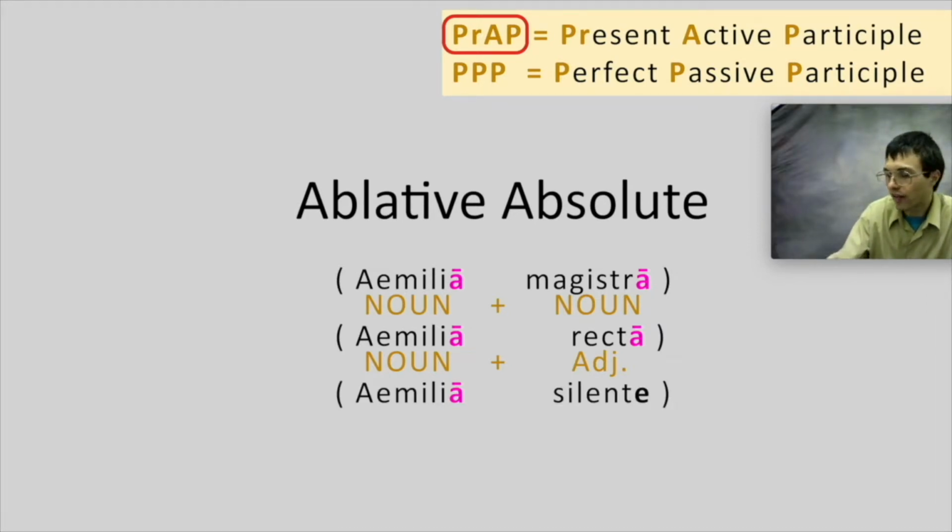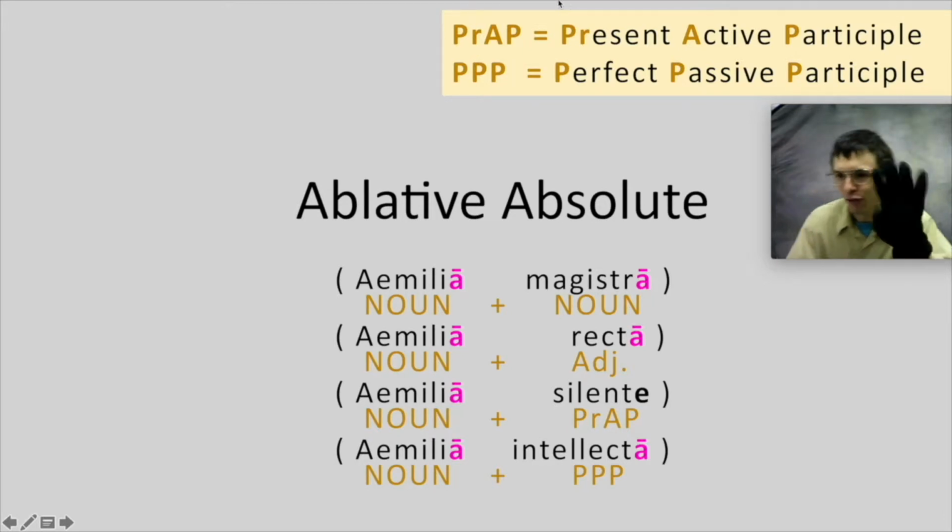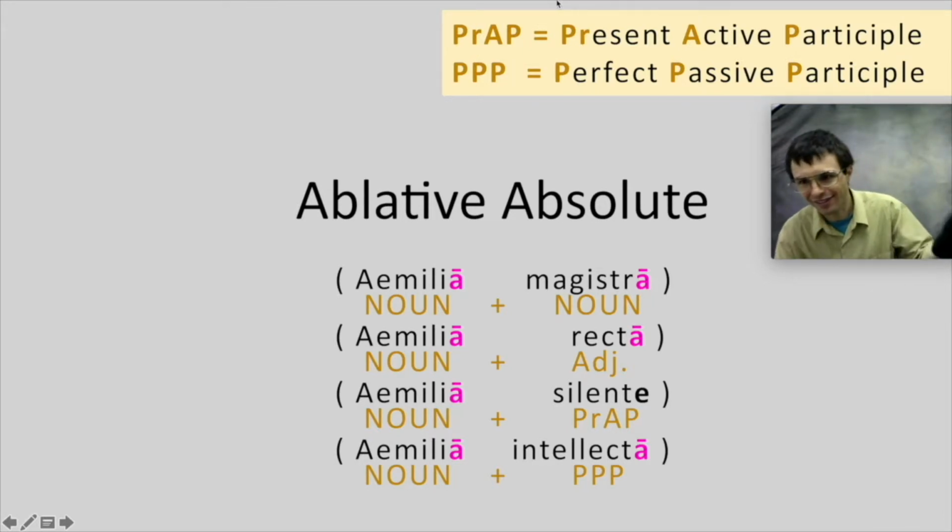So you could have Aemilia silente. You already had this, of course, with Aemilia silenting or being silent. Now, what do you think I'm going to say you could do now? All right. Noun plus PPP. Oh boy, this is going to be fun. With Aemilia having been understood. Noun plus PPP. Fourth principal part. Oh my goodness, this is so fun.